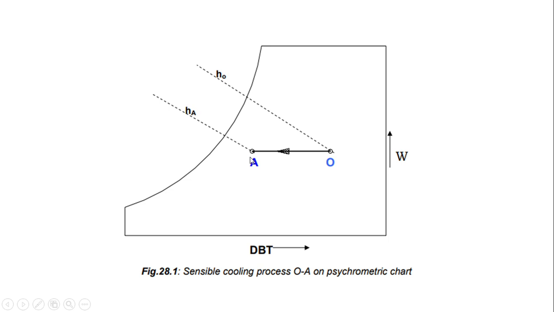It is nothing but when air is passed through a tube, when it is cooled by a coil which carries cold temperature. So when the air strikes that coil, the temperature gets decreased. So we call it the sensible cooling process. Here the enthalpy of the air is decreased and the air gets cooled.